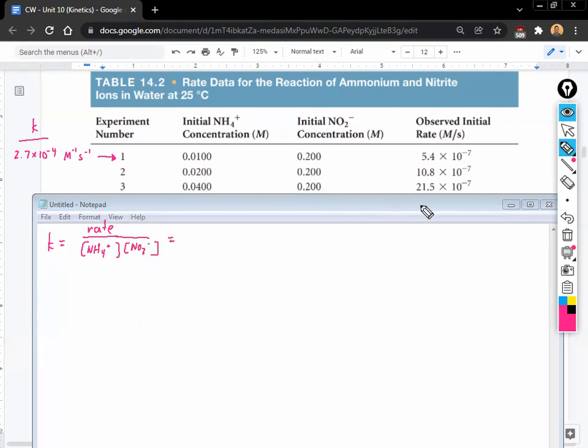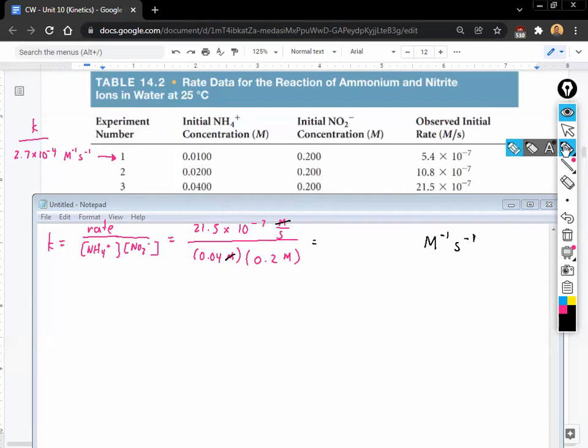So we know here that the rate is going to be 21.5 times 10 to the negative 7, and it's going to be molarity per second. And then we have the concentration of ammonium, which is 0.04 molarity. And then the concentration of nitrite is 0.2 molarity. Then we can do some bookkeeping with the units. Molarity is going to cancel out with one of the molarities on the bottom. So automatically we're going to end up with the same units of measurement. Molarity is on the bottom, so I can do -1. And then seconds is also on the bottom of a fraction, so it's also going to be -1.